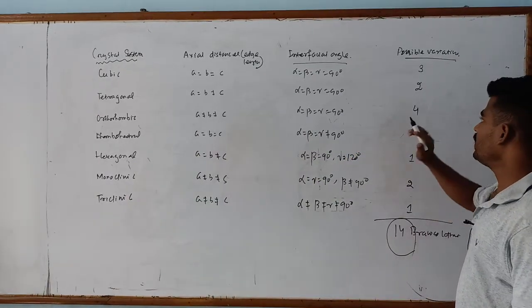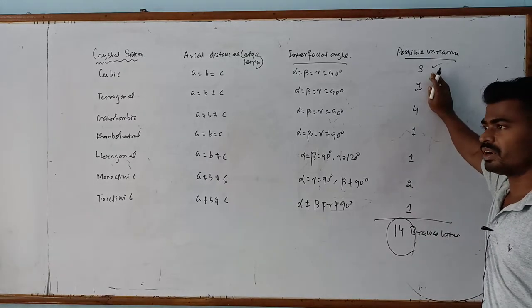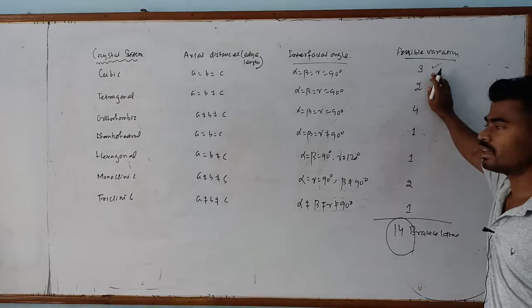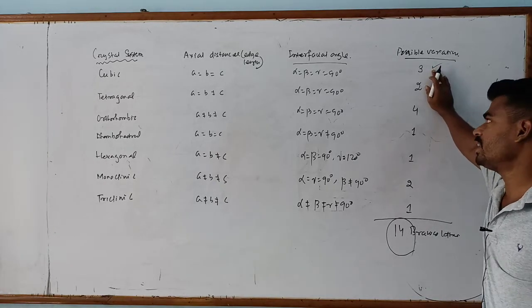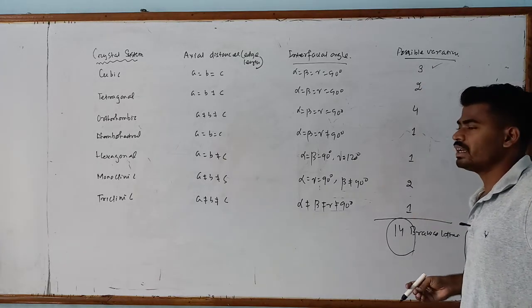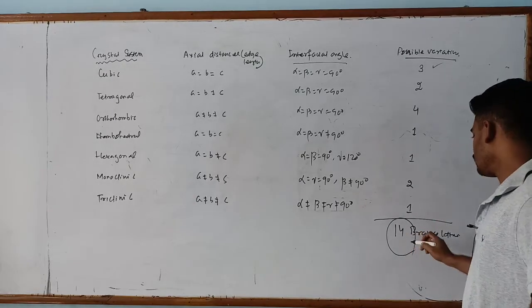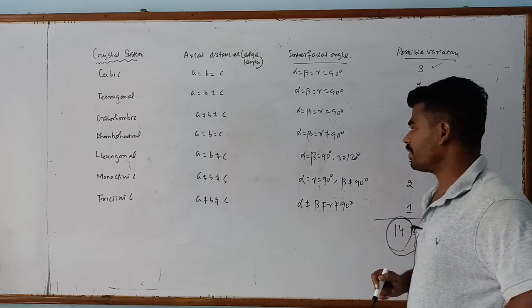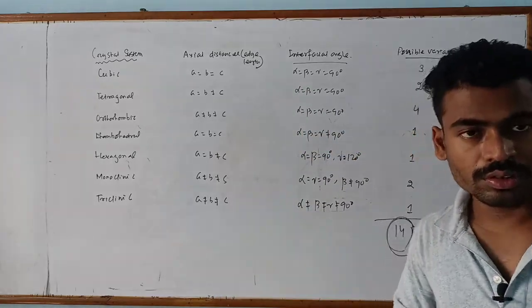You see cubic exists in 3 forms. These are simple or primitive, body centered and face centered. Is that clear? That's why 3 basic unit cells exist in case of cubic geometry, and 2, 4, 1, 1, 2, 1. So you can remember it like 3, 2, 4, 1, 1, 2, 1. Total that is 14 Bravais lattices. Okay, good.